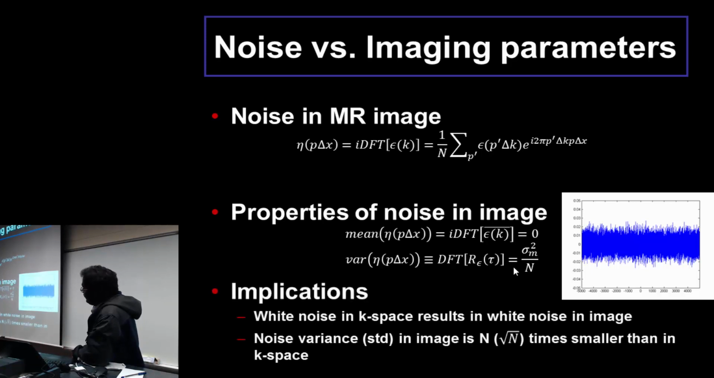So essentially, white noise in k-space leads to white noise in the image domain, and the noise variance is divided by n, where n is the number of sample points that you sample and subject to the Fourier transform. So when you Fourier transform, you are essentially reducing the noise in the image domain by square root of 1 by n basically.